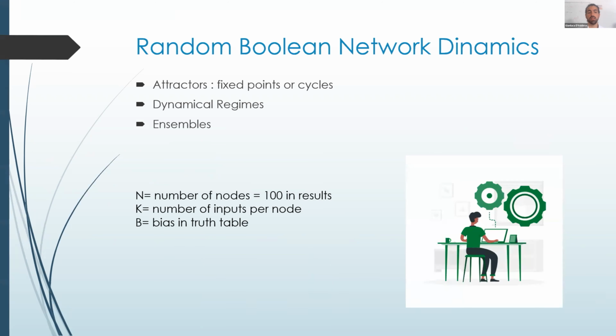That being said, experiments on RBNs are not done evaluating only a single network, but typically an ensemble of them with the same properties to determine average behavior. In this work, we use 10,000 different networks for every combination of parameters that we list here above. N is the number of nodes in the network. The experiment I will present has 1,000 nodes. K is the number of inputs of each node, and B is the bias applied to the truth table. Essentially, it is the percentage of 1s in the output column.